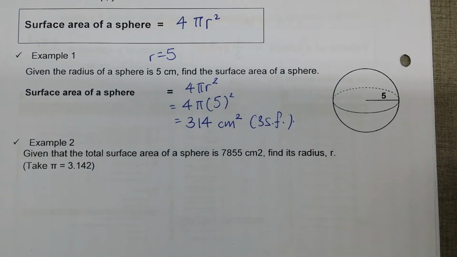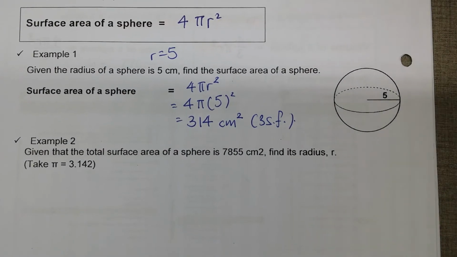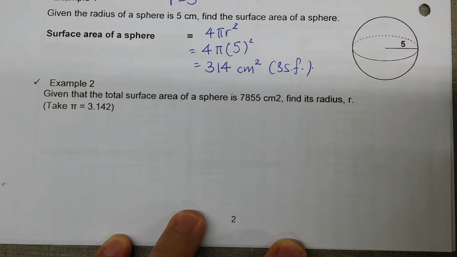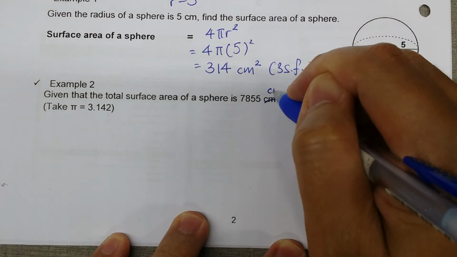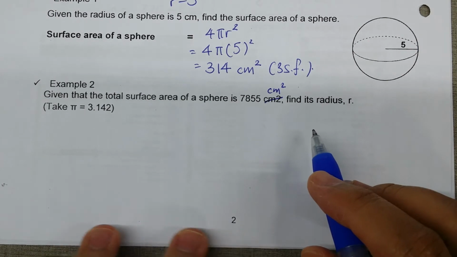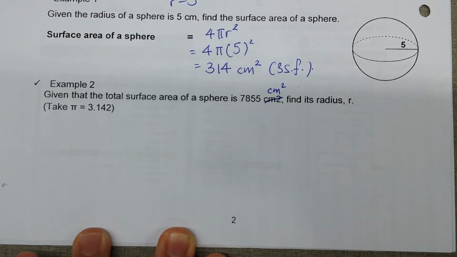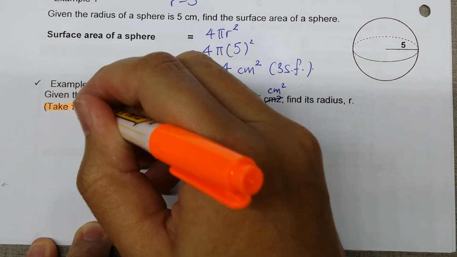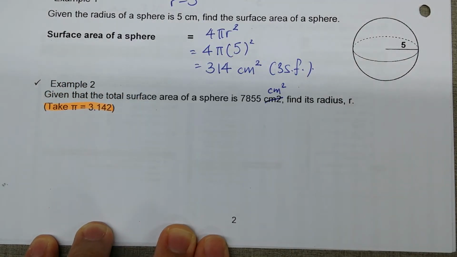Last example, example 2. Given that the total surface area of a sphere is 7855 cm square, find its radius. This is the reverse kind of question. This means cm square, typo. But take note, the question did say take pi to be 3.142 in this particular question. Tricky, so you must take note. Either you highlight or underline. Make sure you don't forget.